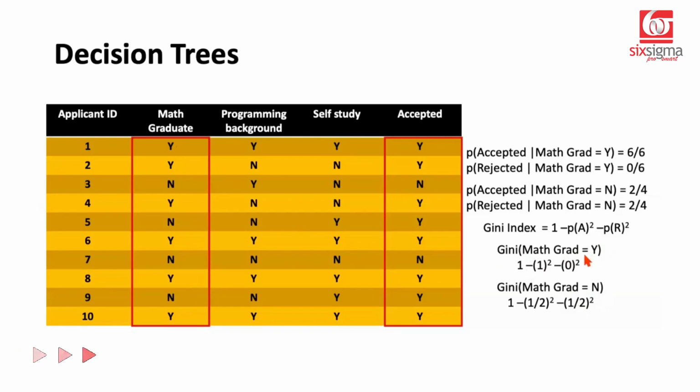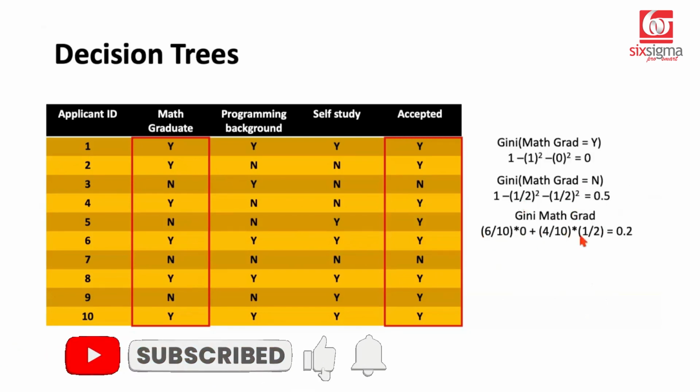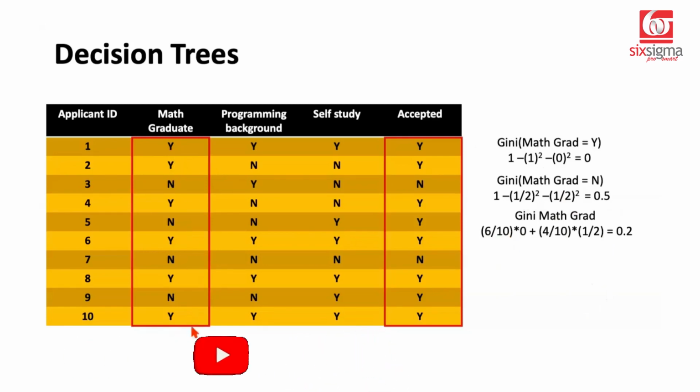Right now, we have calculated it separately for graduate yes and graduate no. The overall value will be calculated as a weighted average. So there were 6 cases out of 10 where the person was a math graduate, and there were 4 cases out of 10 where the person was not a math graduate. We are multiplying the corresponding Gini values with both the cases, and we get the outcome as 0.2.